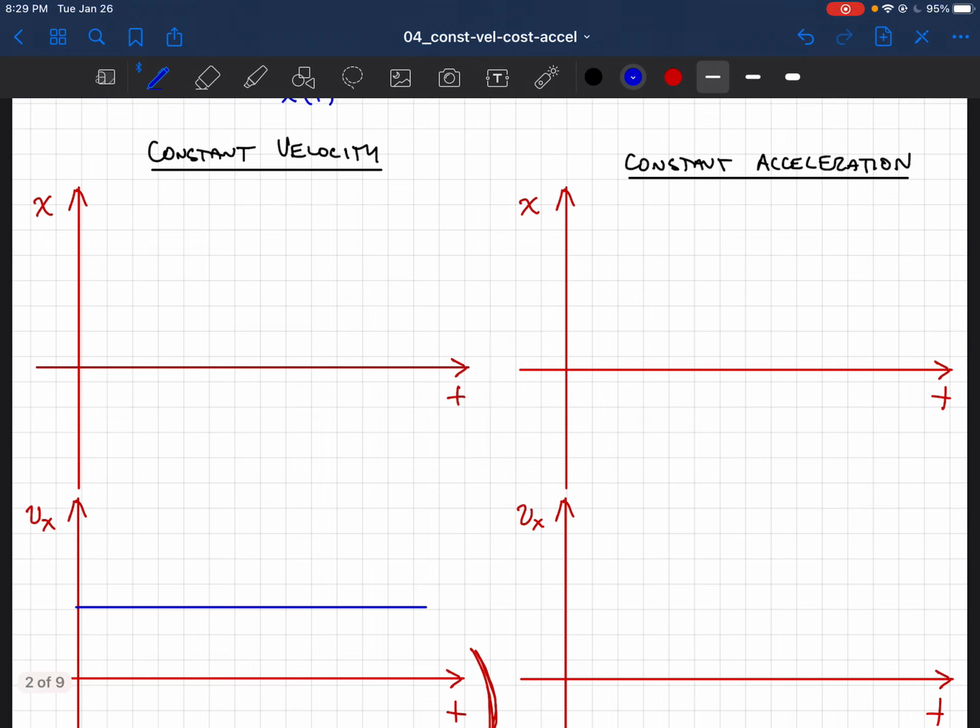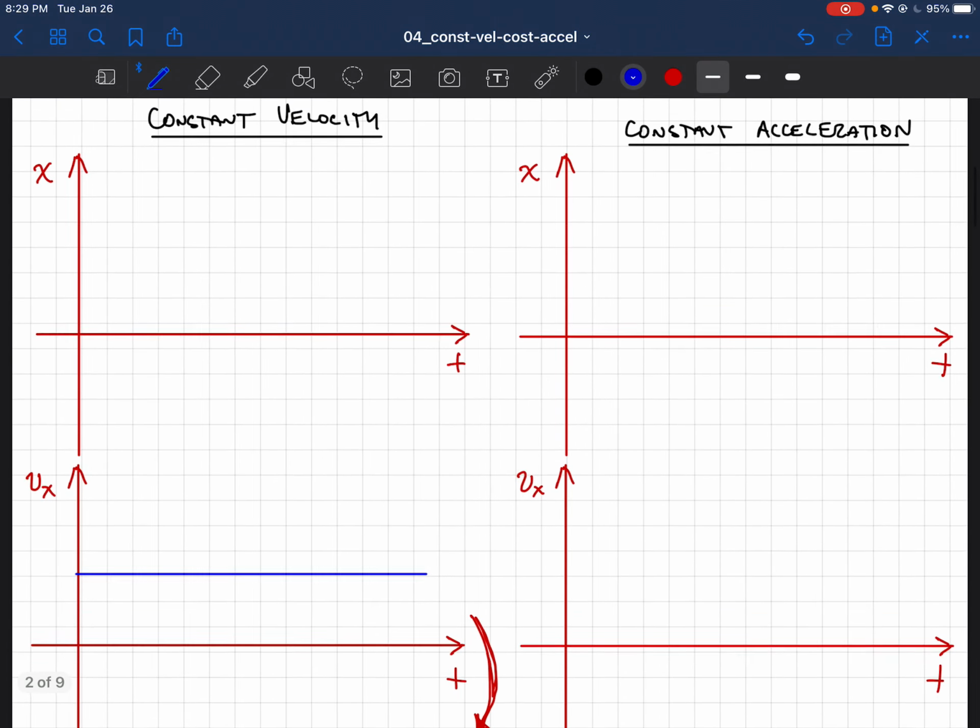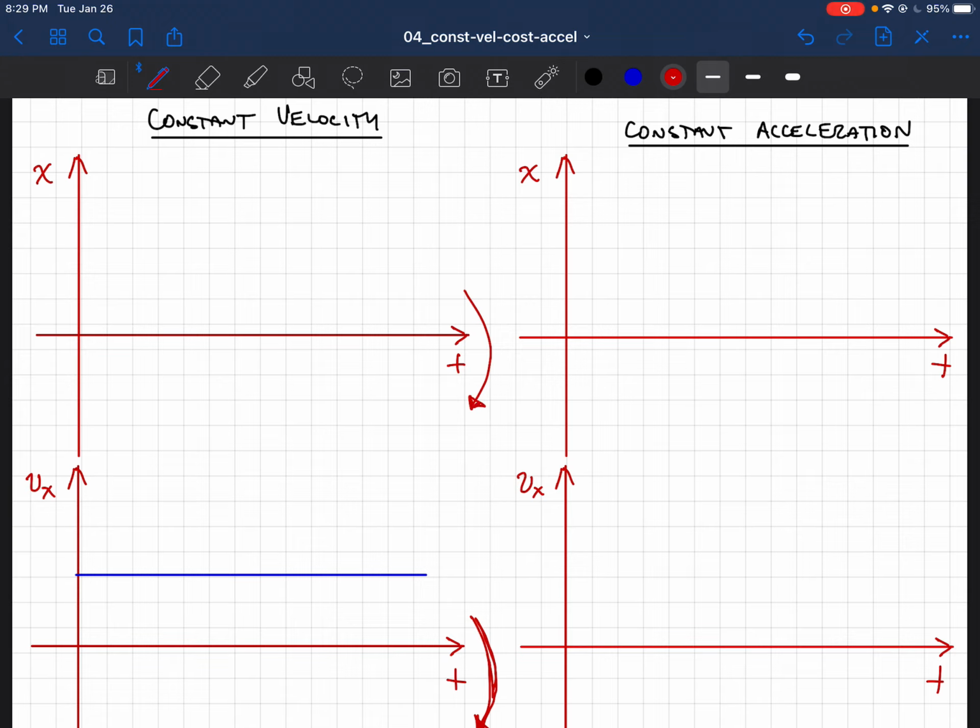Now, what about the x graph? Well, we have to use the logic backwards. The logic, remember, is the same as the previous one. The average velocity in the x direction is delta x over delta t, meaning it's the slope of the x versus t graph. So we know what the slope of the x versus t graph is. We know that it's some positive number and it does not change. So the x versus t graph has a positive slope that does not change. And so we can draw that.